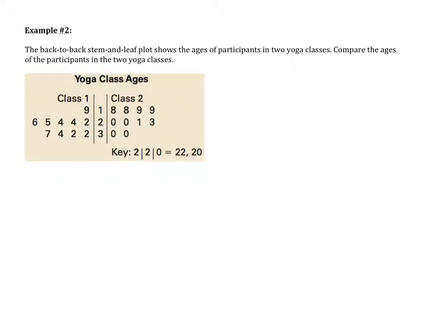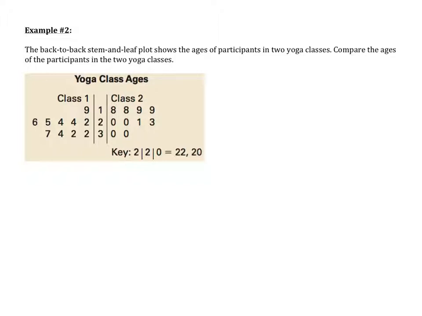And here's example number 2, where we see an example of a back-to-back stem and leaf plot, which basically just puts 2 stem and leaf plots together into one graph, so we're able to see both sets of data in one visual. So the problem says the back-to-back stem and leaf plot shows the ages of participants in 2 yoga classes. Compare the ages of the participants in the 2 yoga classes.